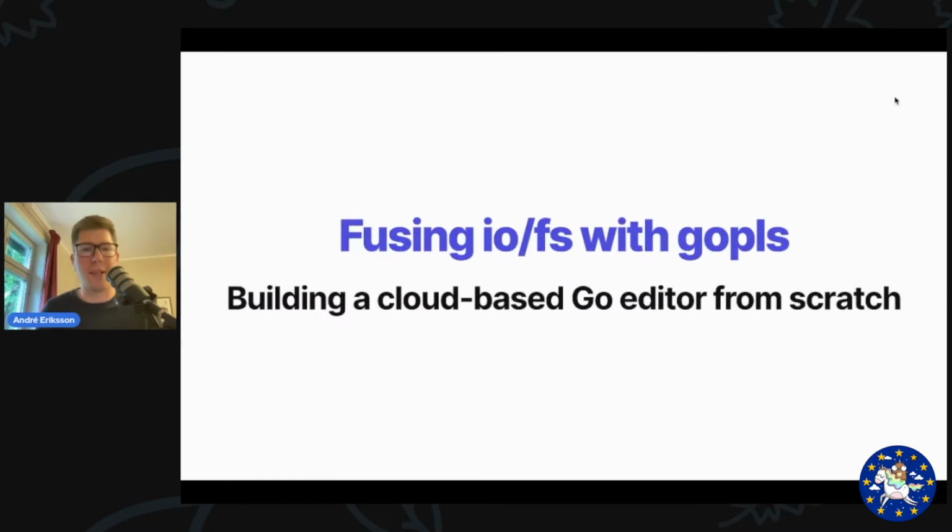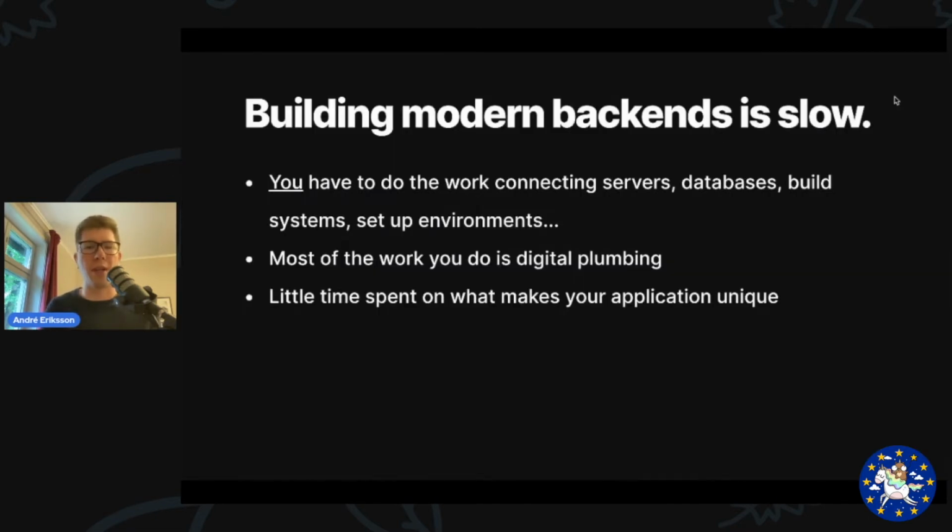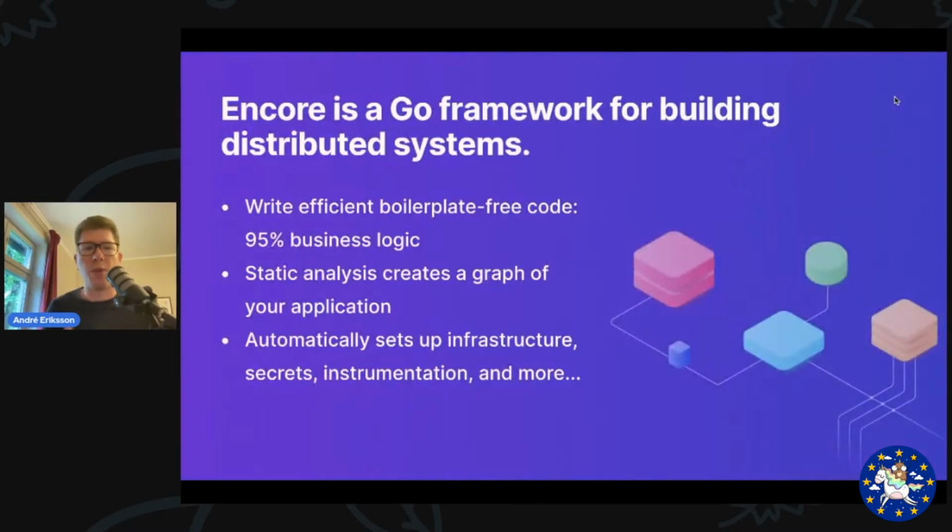And today we are talking about fusing IOFS with Gopls and building a cloud-based Go editor from scratch. To give you a bit of background on why you would do something like that, I want to give you a brief background about what we're doing with Encore. What it's really all about is that we see that building modern backend applications is incredibly slow. You have to do a lot of work connecting servers and databases, build systems, and setting everything up together. Most of that work is essentially digital plumbing, and you end up spending fairly little of your time on building your actual application. That's what we're trying to solve with Encore.